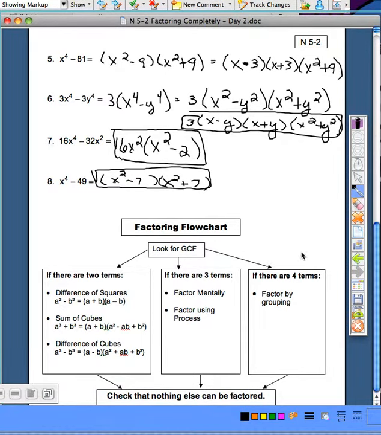Now moving it up, you can see the last step is check that nothing else can be factored. If there are 3 terms, factor mentally, or factor using a process. The process we used was a box, and we used grouping for that. If there are 4 terms, factor by grouping. And then last step, always check that you can't factor another step.